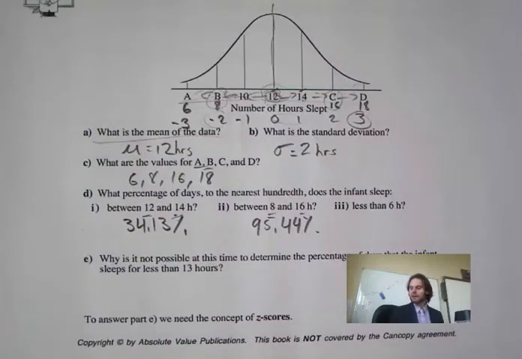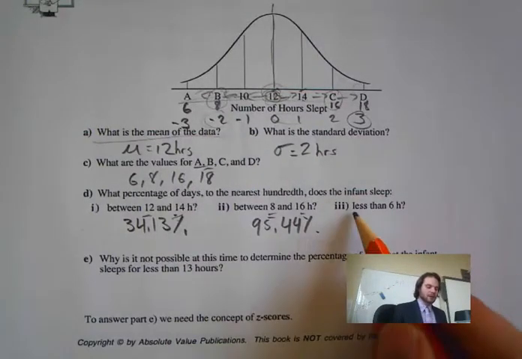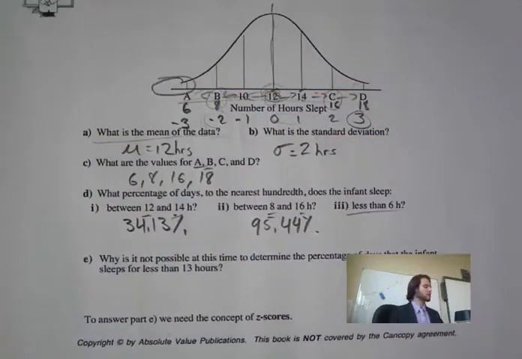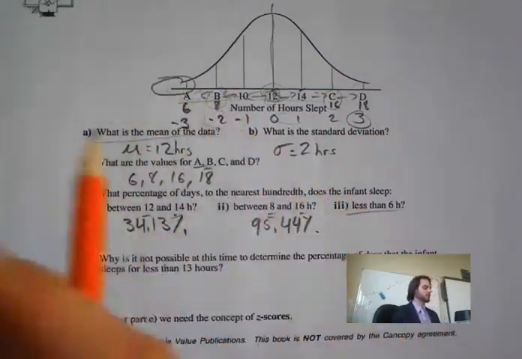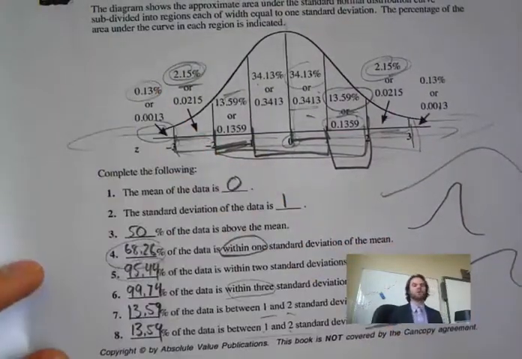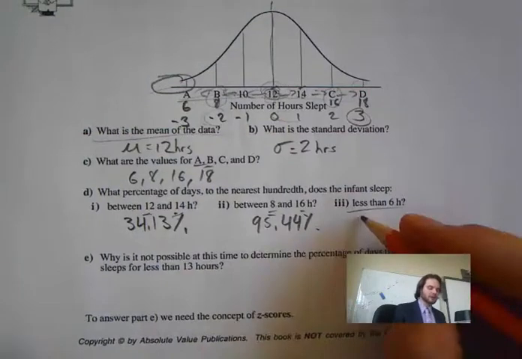Okay? Now, the last one says less than 6 hours. So less than 6 hours is right here. Well, that is less than the 3rd standard deviation. So what's under the 3rd standard deviation? That's 0.13%. So that is 0.13%.